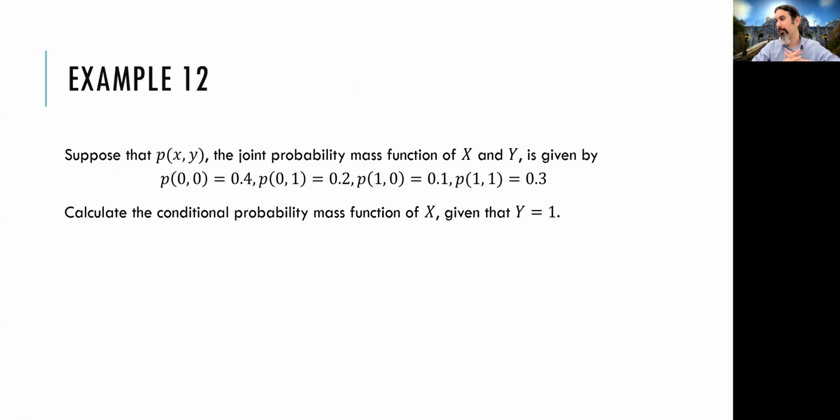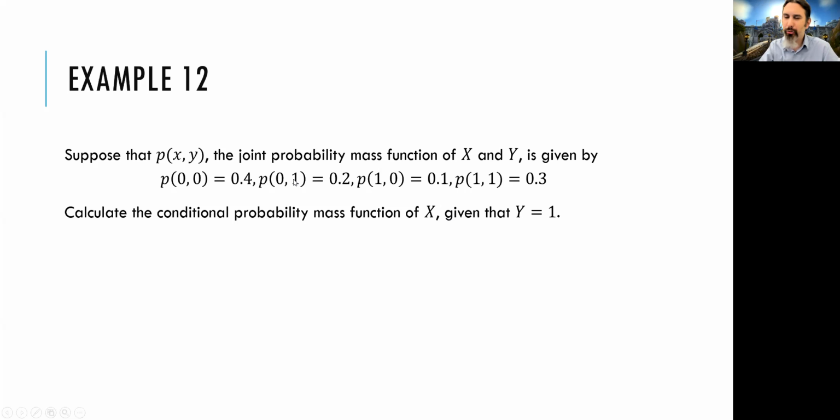Here's a simple example for the condition. We have a simple PMF P_XY with four points. The probability of 0 and 0 is 0.4, the probability of 0 and 1 is 0.2, the probability of 1 and 0 is 0.1, and the probability of 1 and 1 is 0.3. These four values add up to 1, so there's no problem. It's asking us to calculate the conditional PMF for X, given that Y is equal to 1. We have to find the marginal of Y at the value 1.